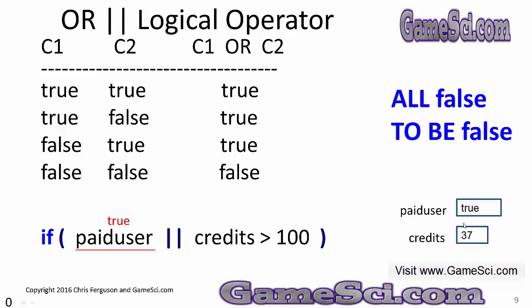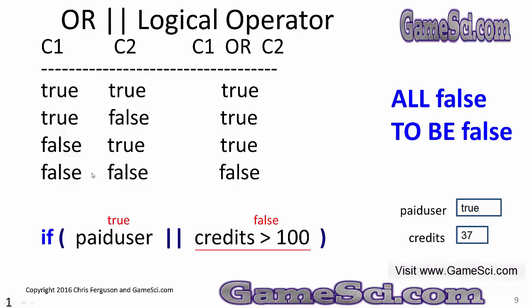So I've set up a couple of variables here. Paid user is set to true. Credits is set to 37. And let's run these values through our more complex if statement. Paid user is a Boolean variable. Whatever's in the Boolean variable, true, will be the result of this Boolean variable paid user. Credits greater than 100: 37 greater than 100 is a false statement, so the other side of the OR is false.